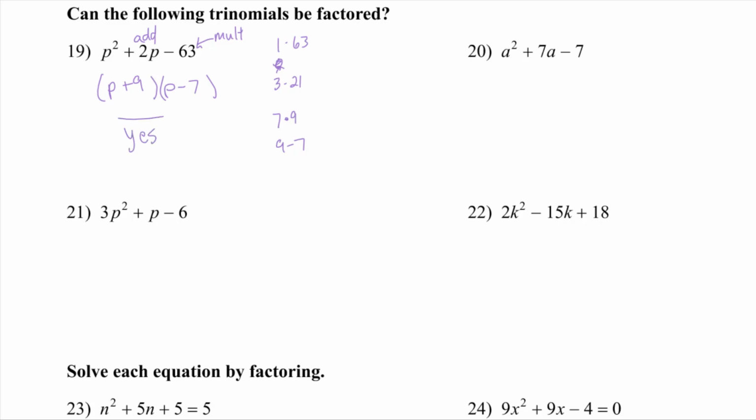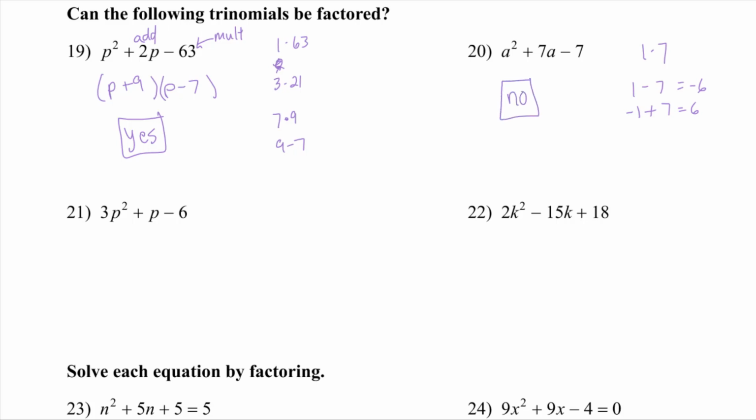Our answer is yes. On 20, when I start looking at 1 times 7, one of these needs to be negative, and I need to add those to get 7. Well, that's not something that's possible, because 1 minus 7 is negative 6, and negative 1 plus 7 is positive 6. Neither of those are 7. I'm out of options, so this is a no.